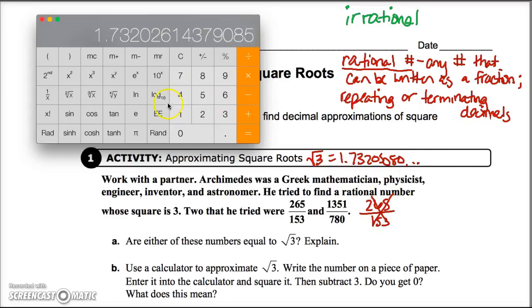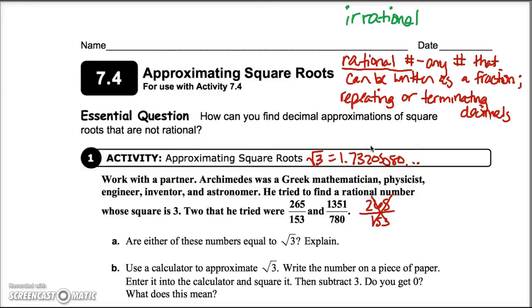Then let's try the other one. 1,351 divided by 780 gives 1.73205, but then after that it changes. So this one's not going to be equal either. So no, neither one of them is equal to the square root of 3, and I have my work up there to show that.